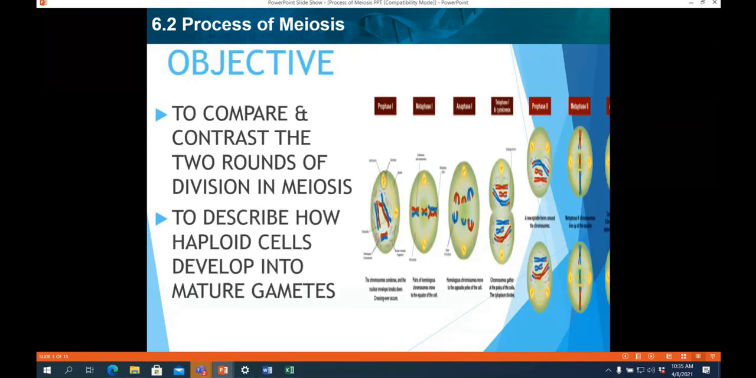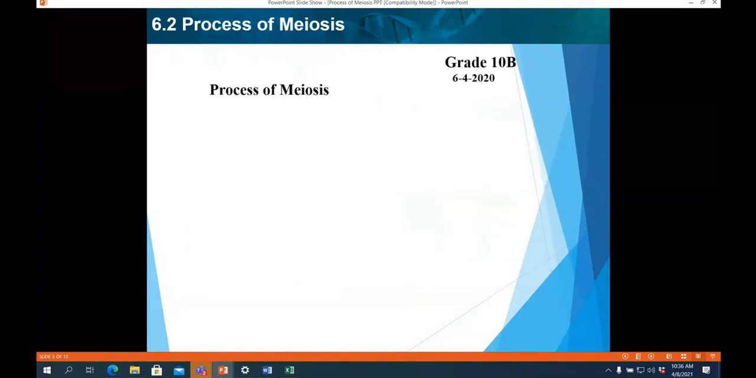So let's start. Bismillah ar-Rahman ar-Rahim. May Allah increase us in beneficial knowledge. The objective for the topic would be to compare and contrast the two rounds of division in meiosis and to describe how haploid cells develop into mature gametes.